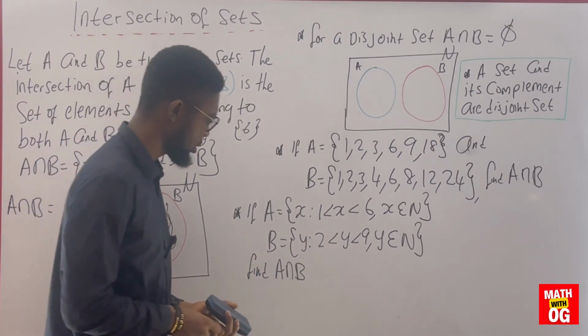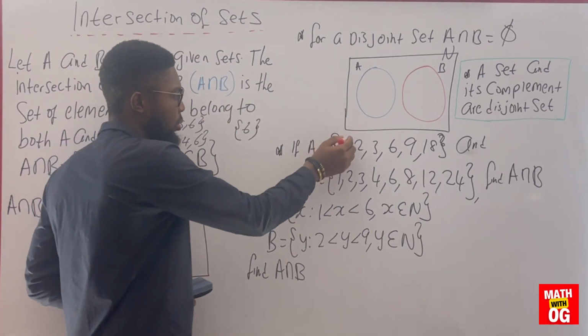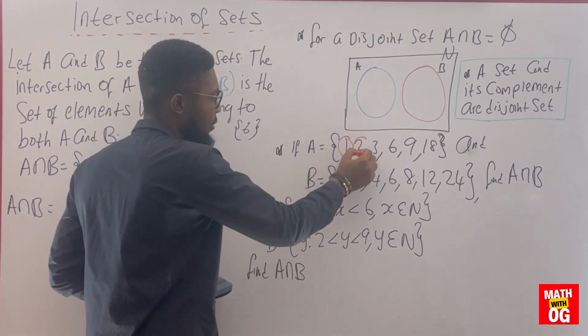As you can see, let me use a red marker. As you can see, 1 is common to both A and B. You can find 1 here, you can also find 1 here. Then I think you have 2.